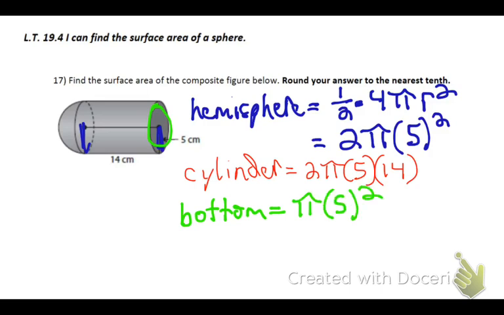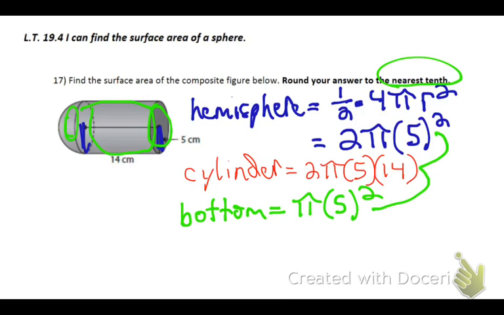So all we do is we add these together, this one and this one, to get it. And then we'll round it to the nearest tenth. So those are all the parts. We got the hemisphere, we got the lateral area of the cylinder, and then we got the bottom, which is a circle. Those are all the surfaces that are exposed.